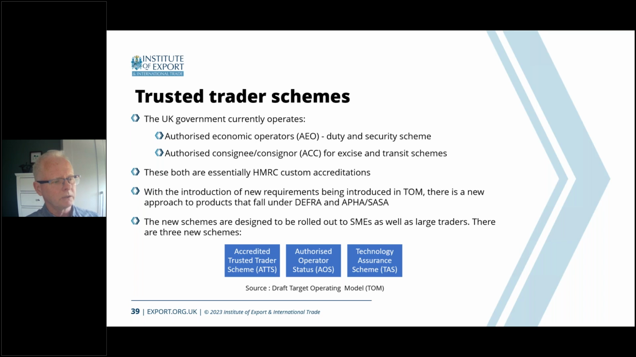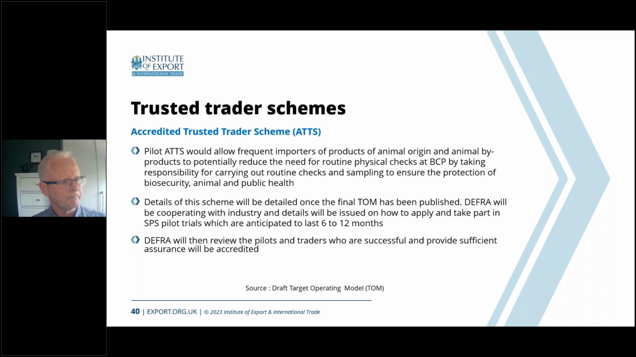The new schemes are designed to be rolled out to SMEs as well as large traders. So there are three new schemes: the accredited trusted trader, the authorised operator status, and the technology assurance scheme. If we move on to the next slide, I'll just explain what those are.